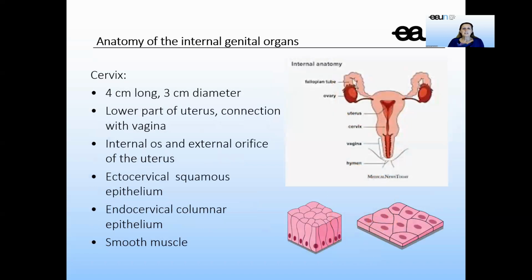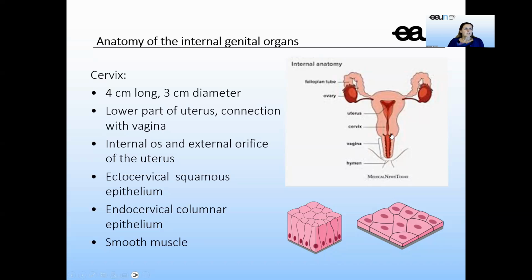The lower part of the uterus is called the cervix, and that's the part that's connected to the vagina, and that's about 4 centimeters long, 3 centimeters in diameter, and it's the lower part of the uterus. As I say, it's connected to the vagina, so it's this part of the uterus.